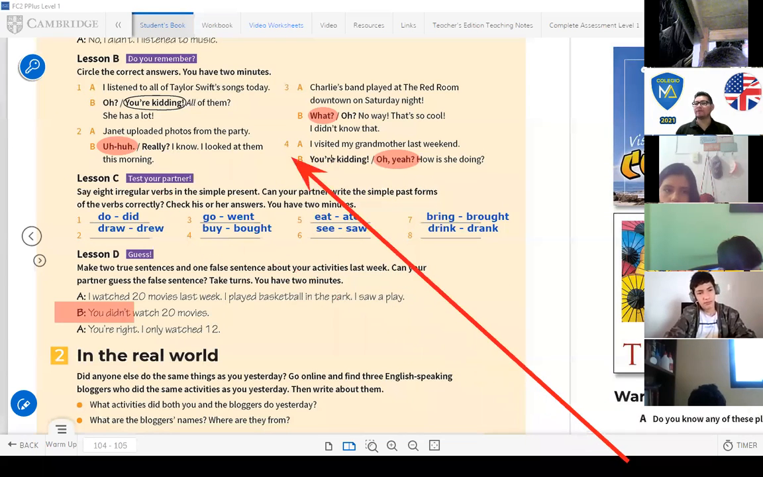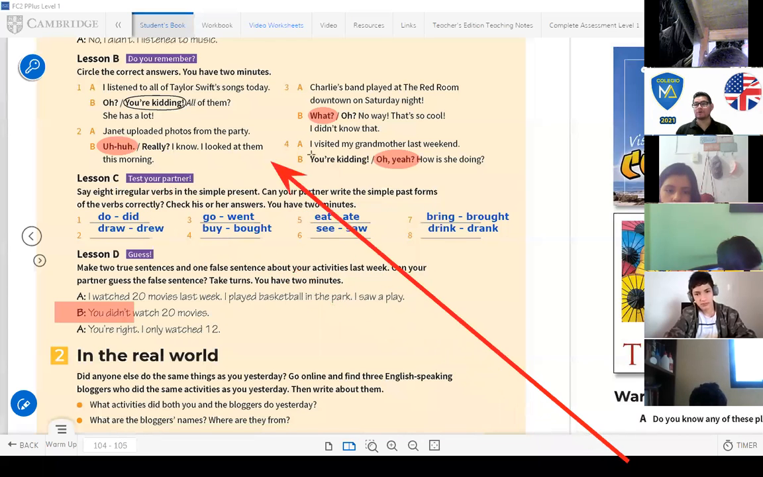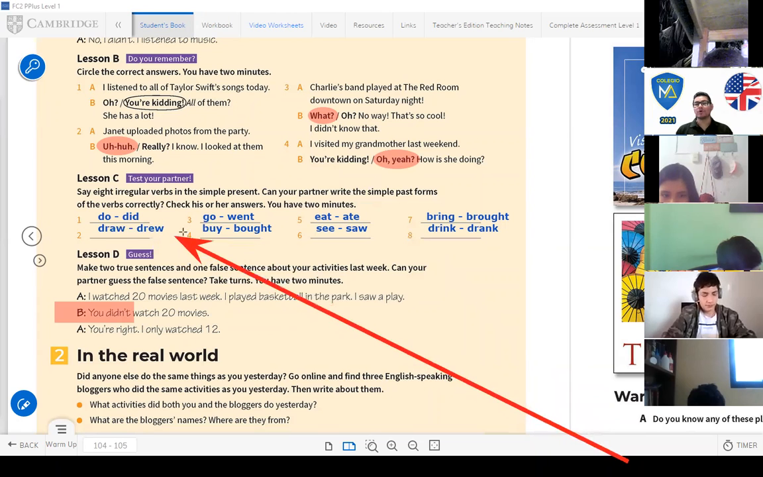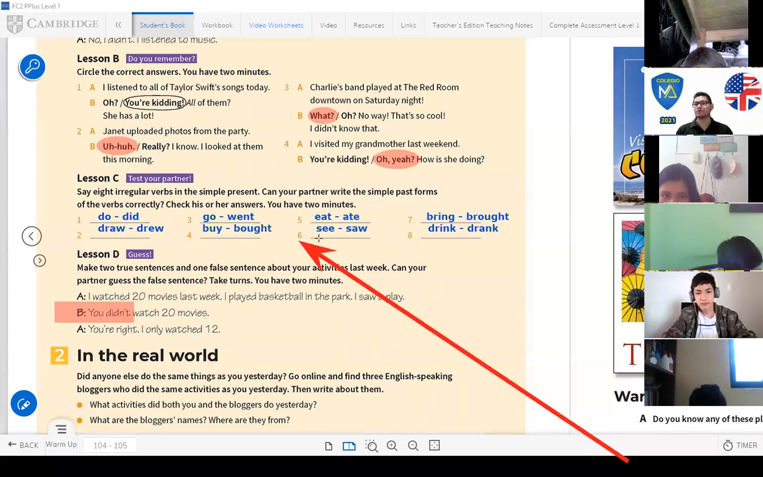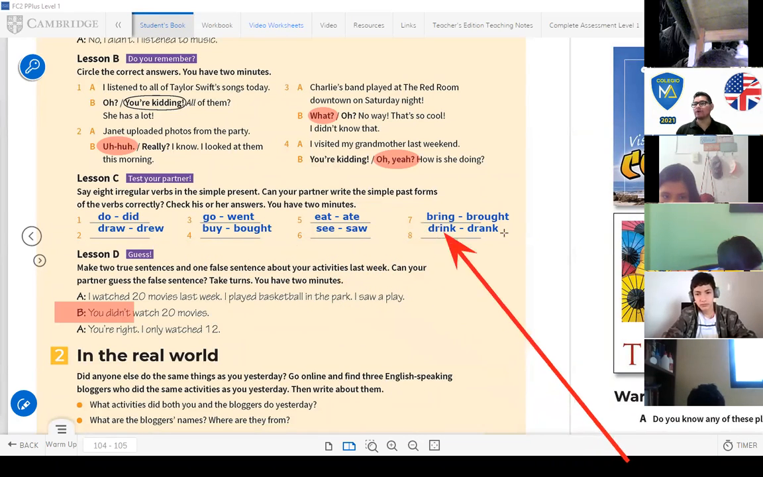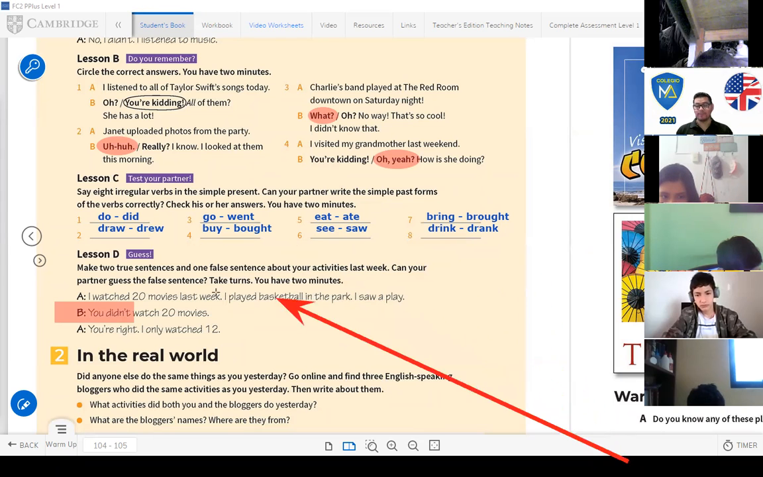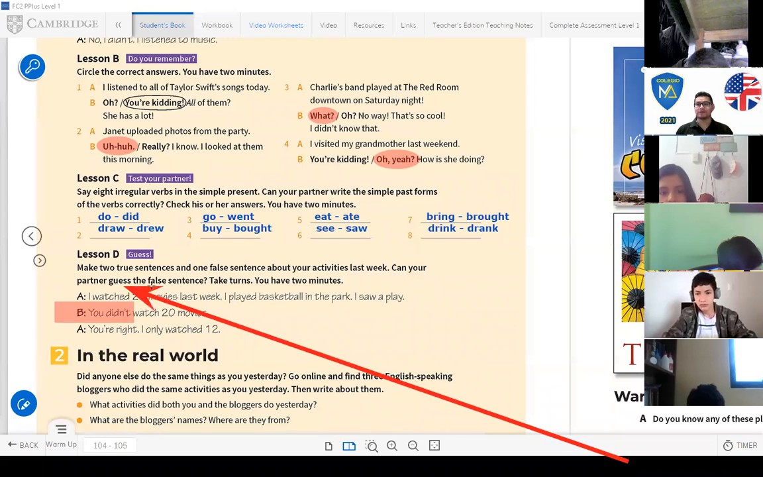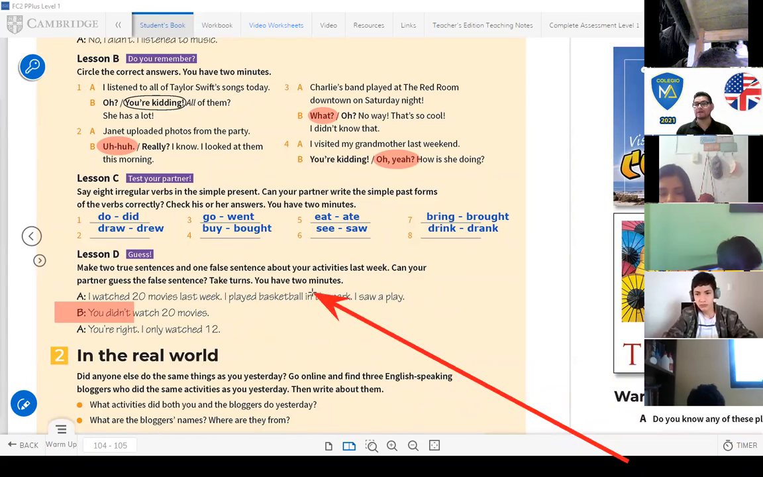Next, here we have learned, or we talked about, some irregular verbs, right? For example, do, did, draw, drew, go, went, buy, bought, eat, ate, see, saw, bring, brought, and drink, drank. Yeah? Then we went through an example about some sentences about the things that I did and the things that I didn't. Yeah? Now let's go to the next part.